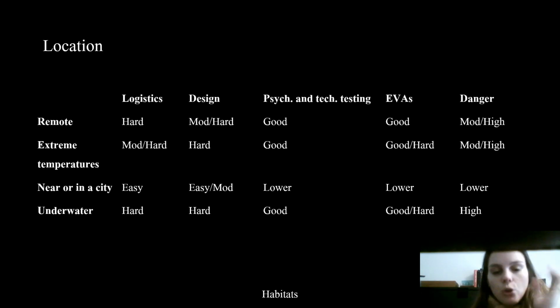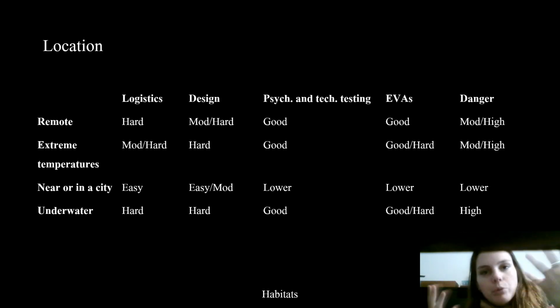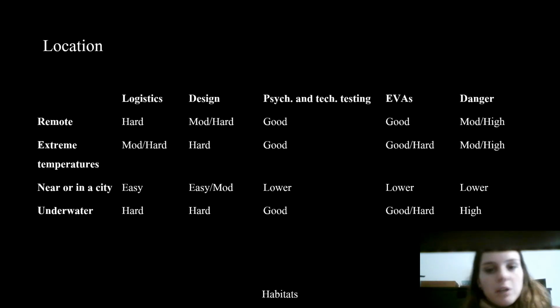Now, we did talk about location. So let's just have a look at logistics, design, psychological and technical testing, like, you know, is it akin or not to the moon or Mars? Does it seem like a real space mission or not? EVAs, do we get to do EVAs or not? And then danger, is it high or not?